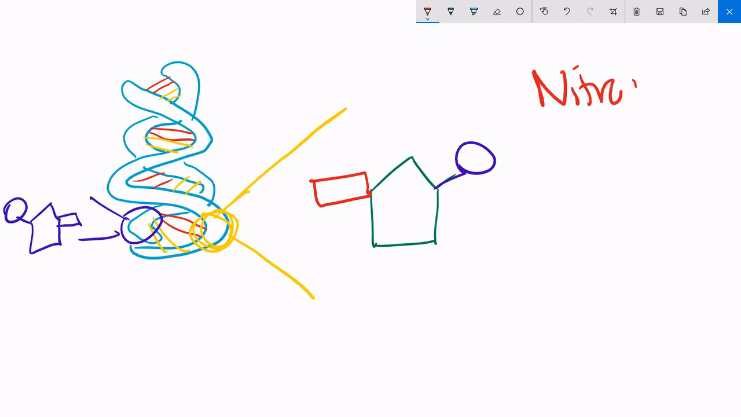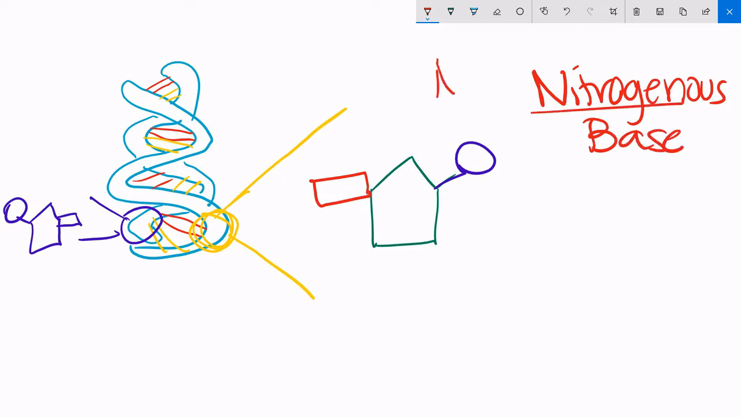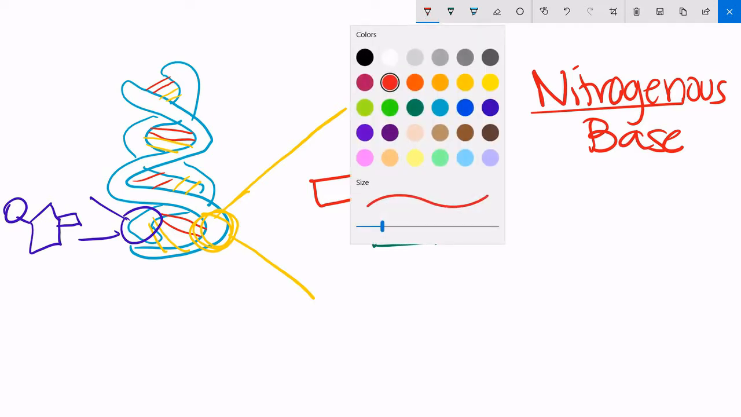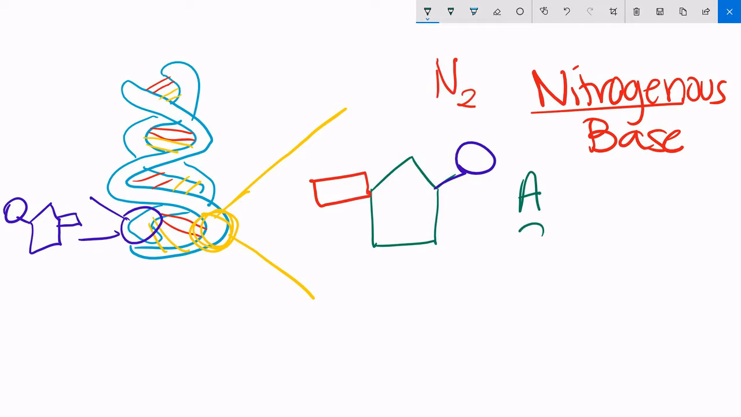So nitrogenous base, you might know nitrogen, the element. It actually makes up the largest portion of the air that we breathe in. That's nitrogen gas. So this is just nitrogen. I'm not going to draw out the chemical structure because it's different for every base, and we have 4 bases. We have A, G, T, and C. And this is adenine, thymine, guanine, and cytosine.